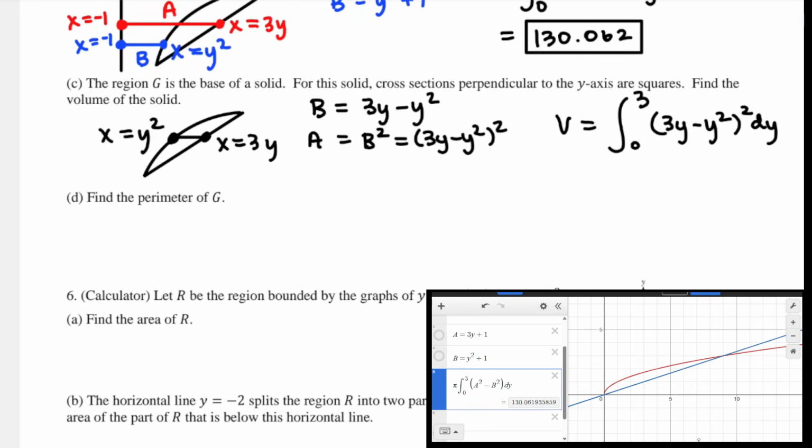Okay, and it actually asked me to find the volume of the solid, so I'm going to need to do that. Okay, I definitely don't need the pi. I just need 3y minus y squared, and I need to square that, and so that would be 8.1.